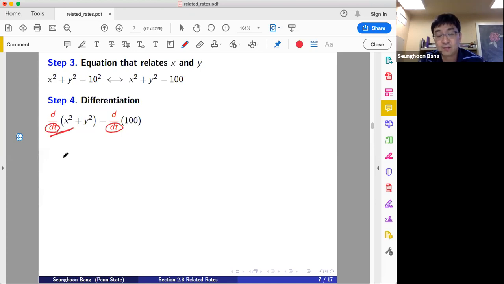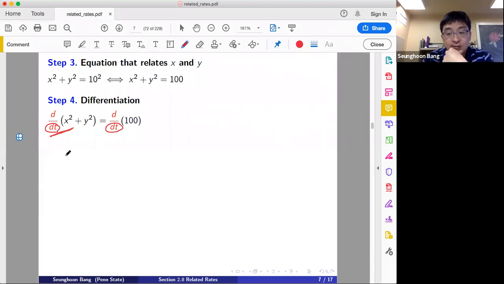2x is right. 2x. That's it. You don't need more. Only 2x. The 2x times dx over dt is right.